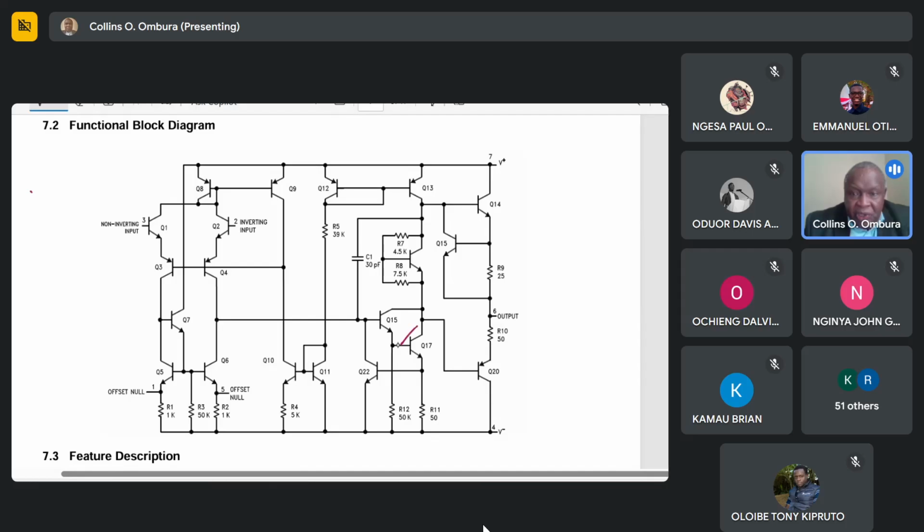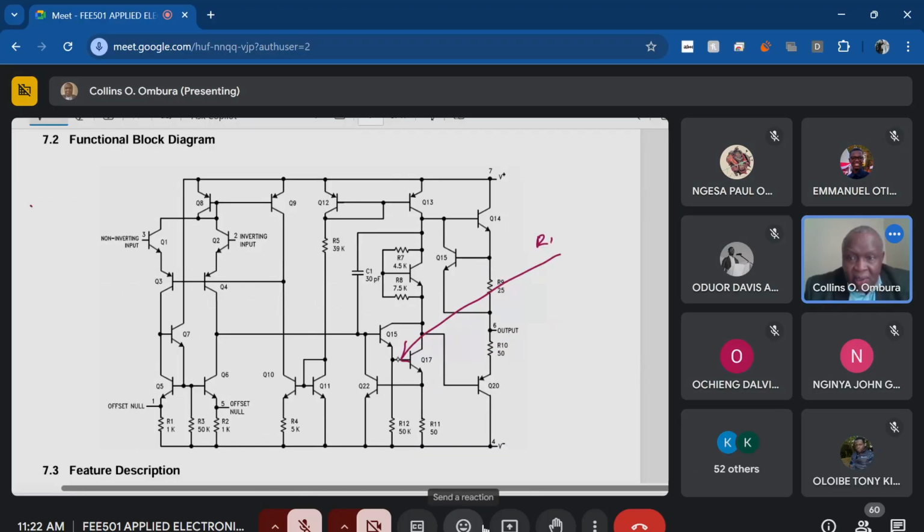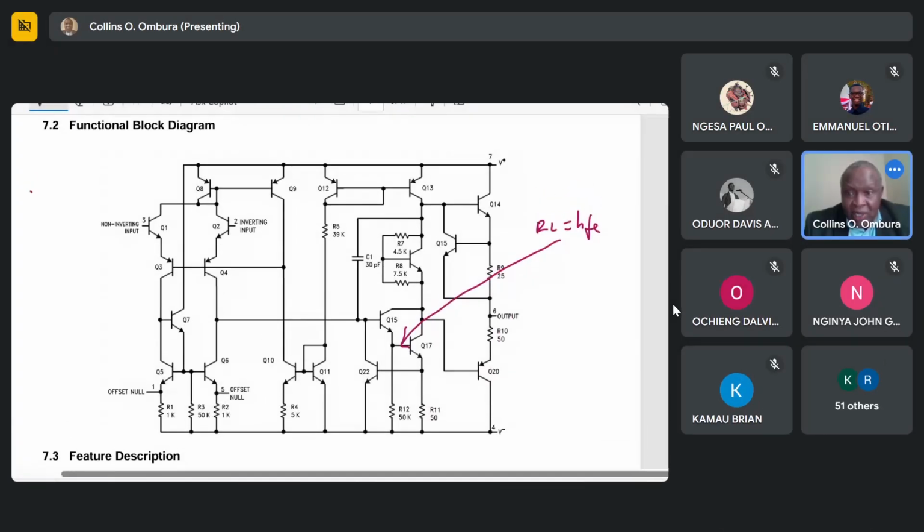So at this point over here, the input resistance Ri will be HFE of Q17, let's call it 17 times 50 ohms.